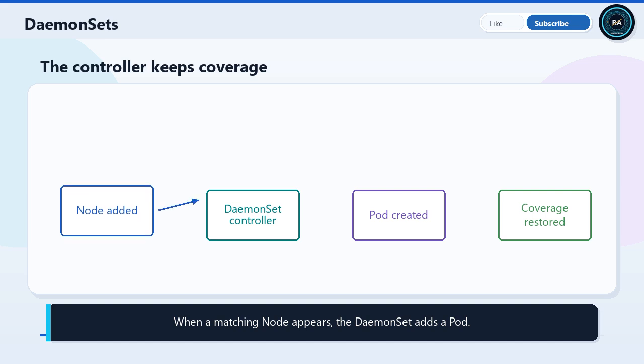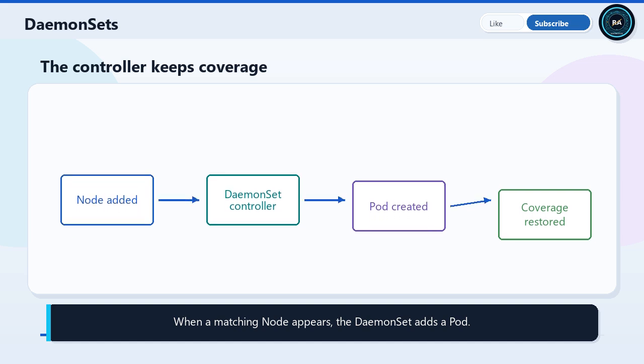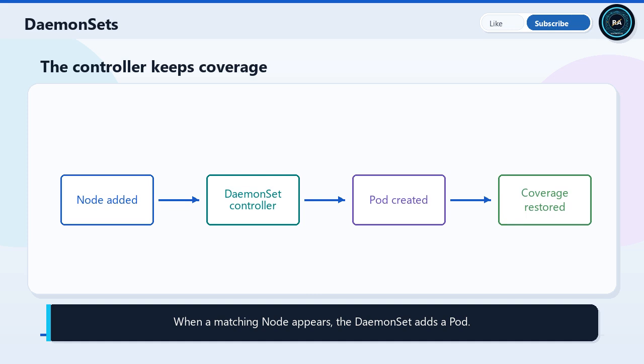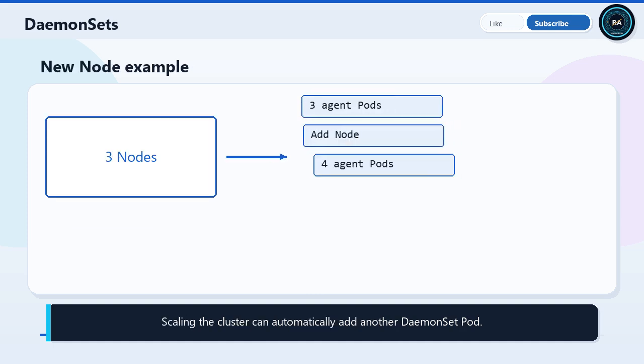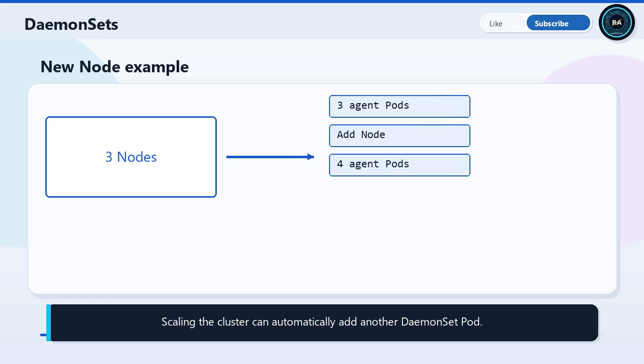The DaemonSet controller watches nodes. When a matching node appears, it creates a pod for that node. When a node disappears, that pod goes away too. If the cluster grows from 3 nodes to 4, the DaemonSet should create one more pod for the new matching node. No replica count edit is needed.